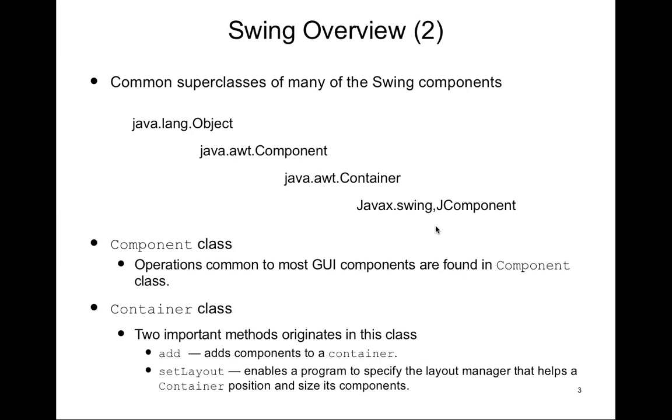In the container, there are two important methods that originate at this particular level. It's the container level. We have the add method that adds things to containers, and then we have setLayout. So add adds a component to a container. SetLayout enables a program to specify the layout manager that helps a container position and size its components.